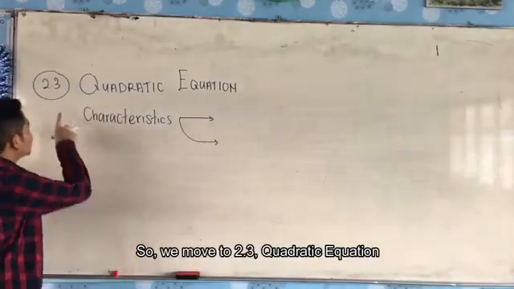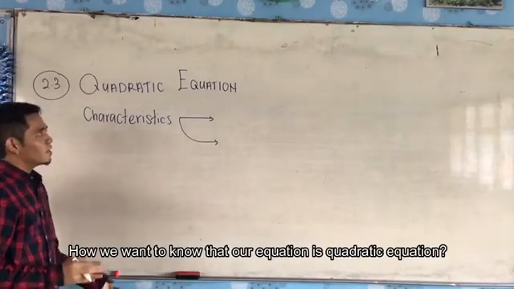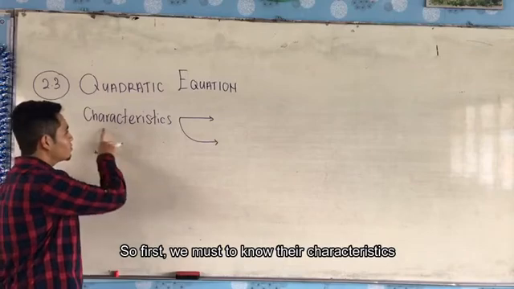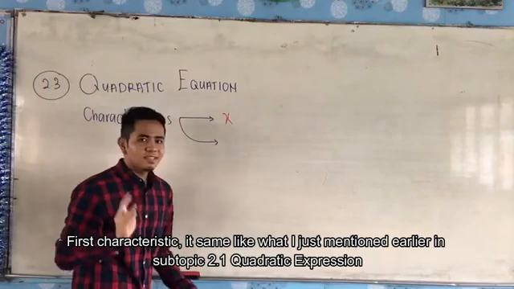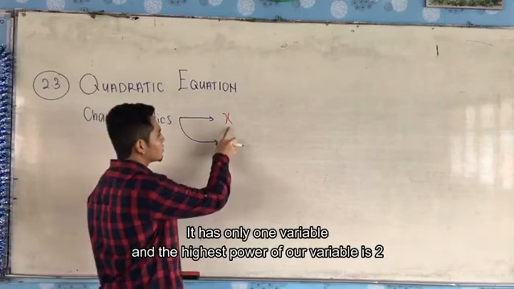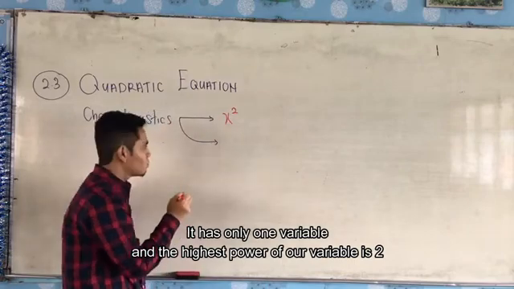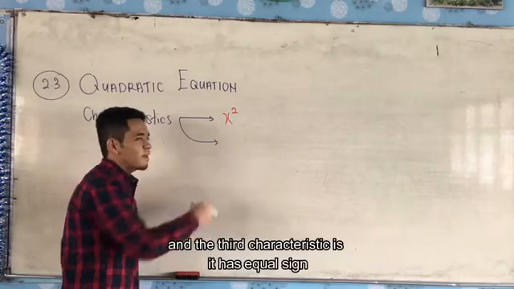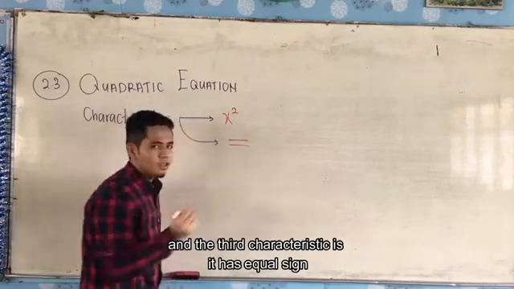So we move to 2.3, which is quadratic equation. How are we going to know that our equation is a quadratic equation? First, we must know its characteristics. It's the same as what I mentioned earlier in 2.1 quadratic expression: it has only one variable, and the highest power of our variable is 2. So this is the first and second characteristic, and the third characteristic is that it has an equal sign.